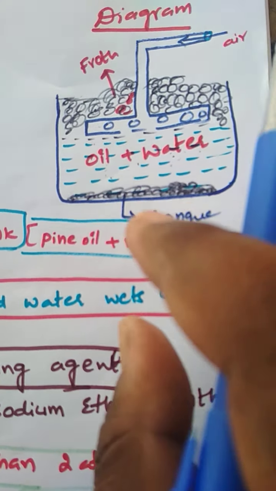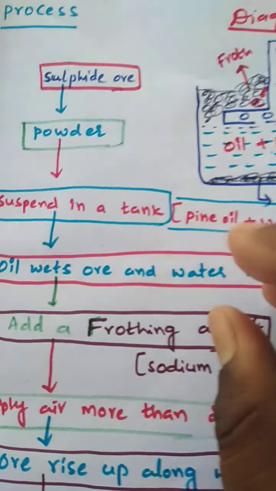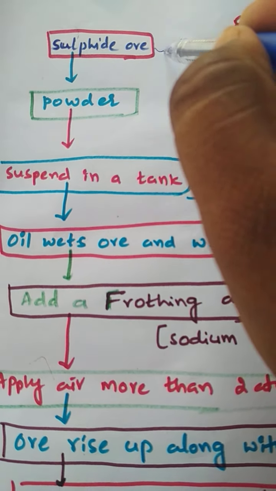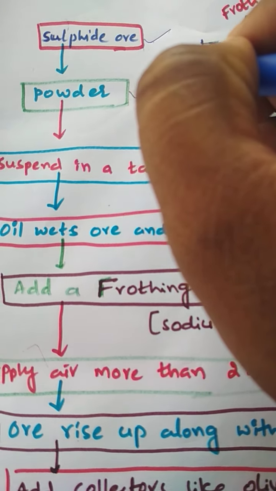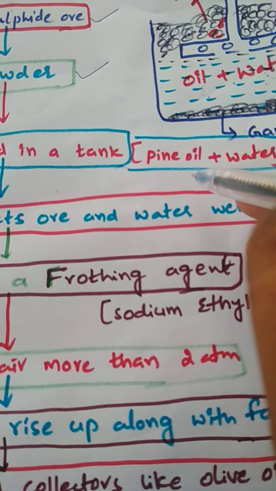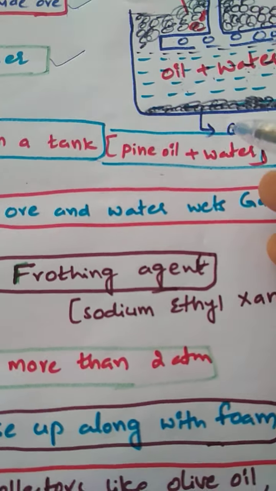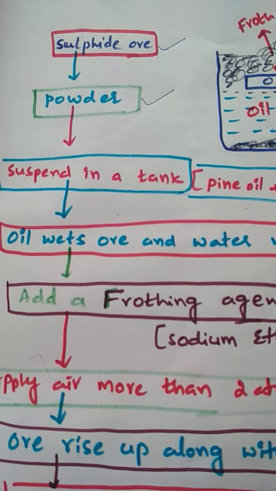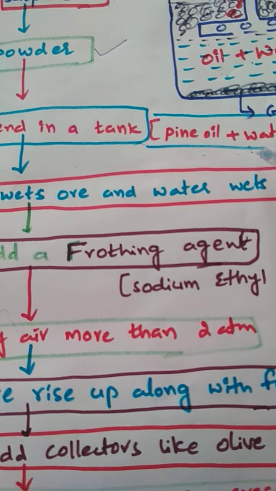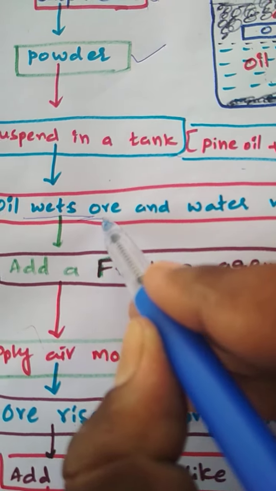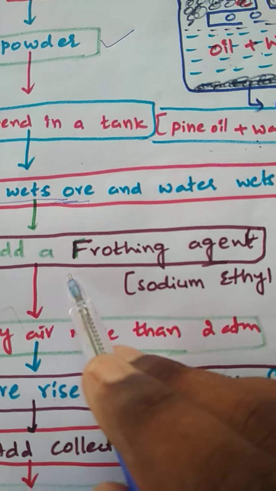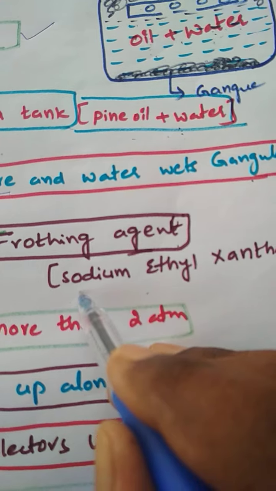I will explain this process by using a flowchart. Now look at the flowchart. This froth flotation is mainly applicable for sulfide ores. We take the sulfide ore, convert it into powder and suspend that powder in a tank which contains pine oil plus water. When we pour that powder into the tank, the oil can wet the ore particles and water can wet the gangue particles. Then we add a frothing agent like sodium methyl xanthate.